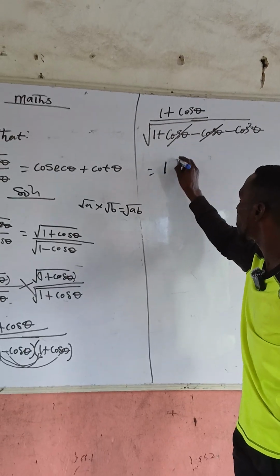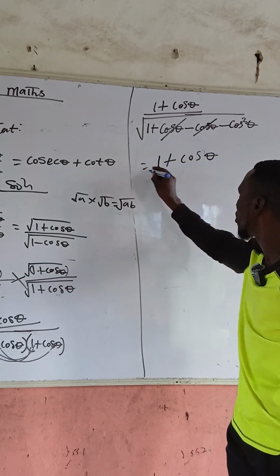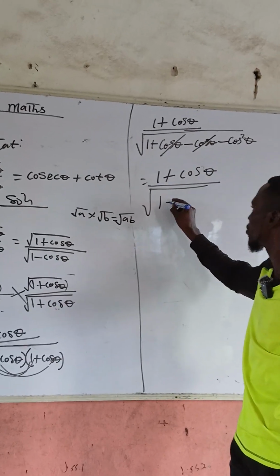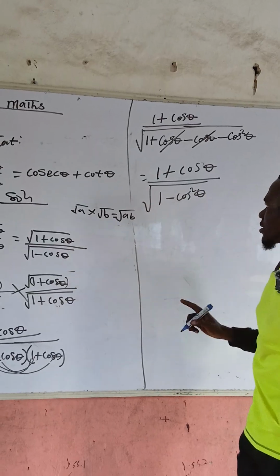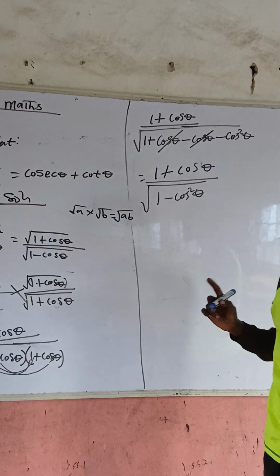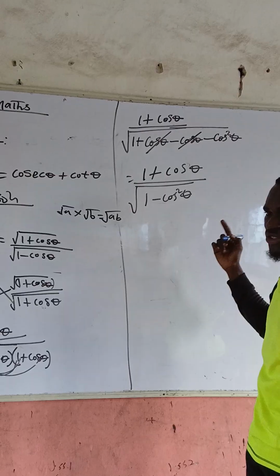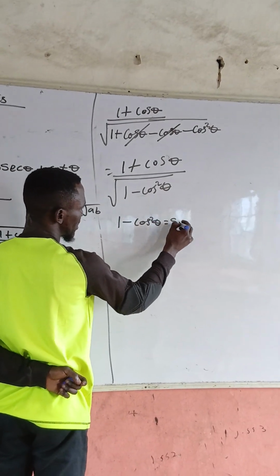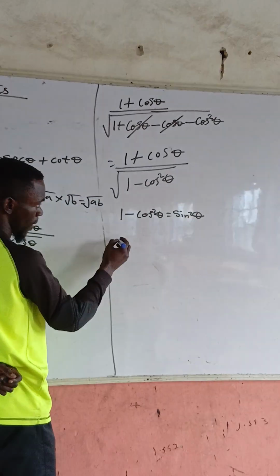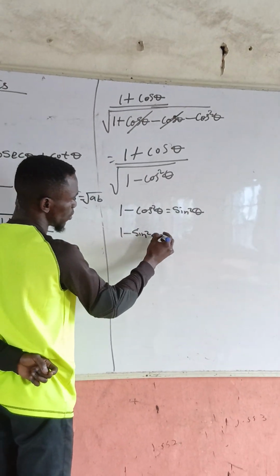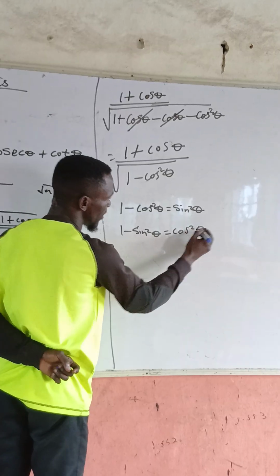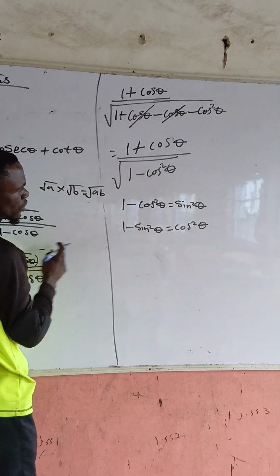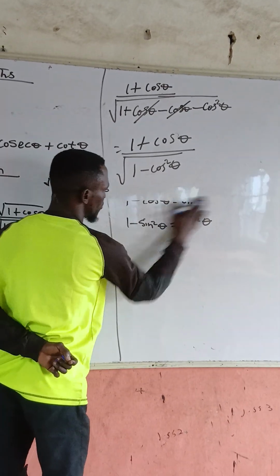So we're going to be having 1 plus cos theta over, so we have square root now, 1 minus cos square theta. Now in this case, it's making sense. You must remember one particular law in trigonometry. We say that 1 minus cos square theta gives us what? Sine squared theta. And also 1 minus sine squared theta will give us what? Cos squared theta. Can we see that now? So since we have 1 minus cos squared theta here, it's going to be equal to sine squared theta.